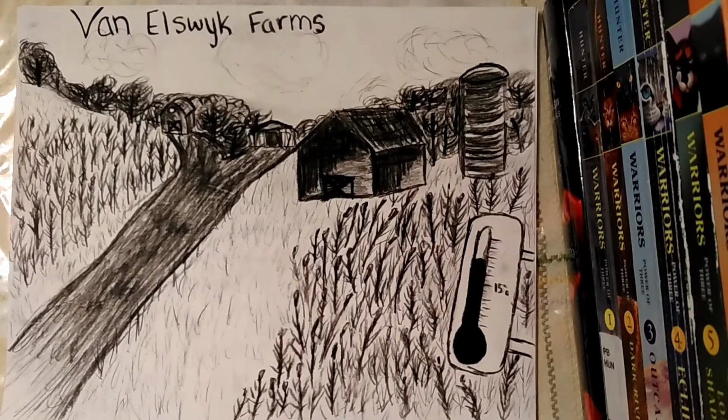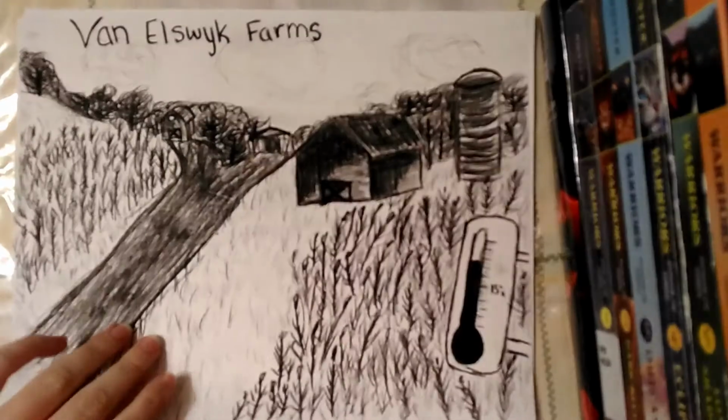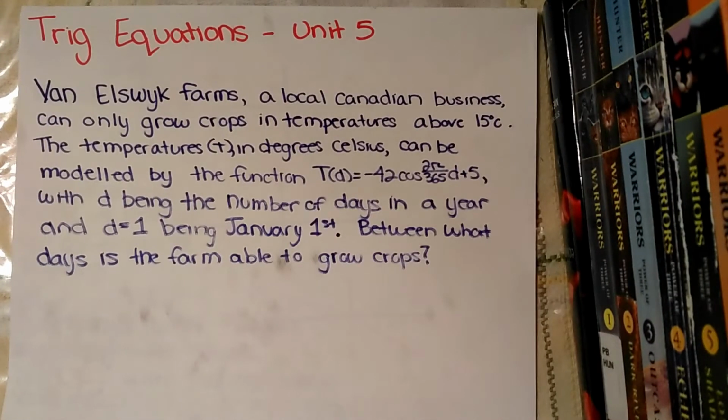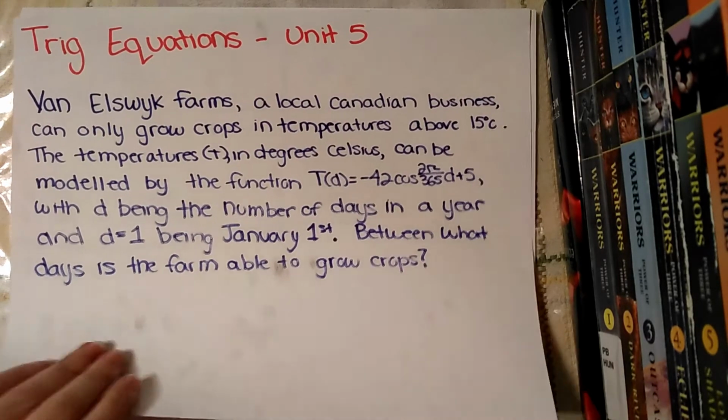Vanelsuk Farms, a local Canadian business, can only grow crops in temperatures above 15 degrees Celsius. The temperature, T, in degrees Celsius, can be modeled by the function T of D equals negative 42 cos 2 pi over 365 D plus 5, with D being the number of days in a year and D equal 1 being January 1st. Between what days is the farm able to grow crops? So before we begin, recall CAST.